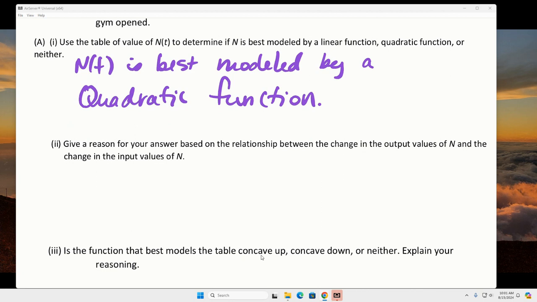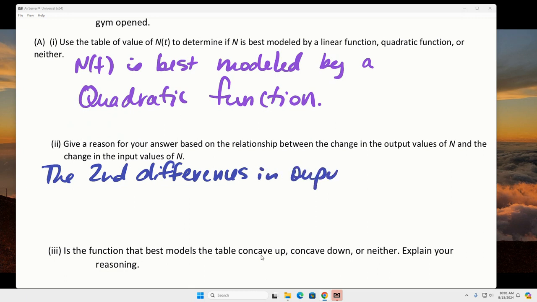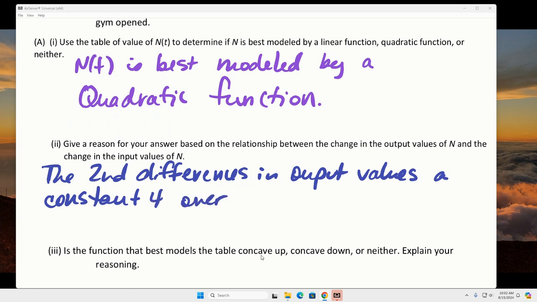So how do we start off with our reason? The second difference is good. What are they the differences of? Good. All right, and then what are these second differences? A constant 4. All right, tell me about these input values. Good job.